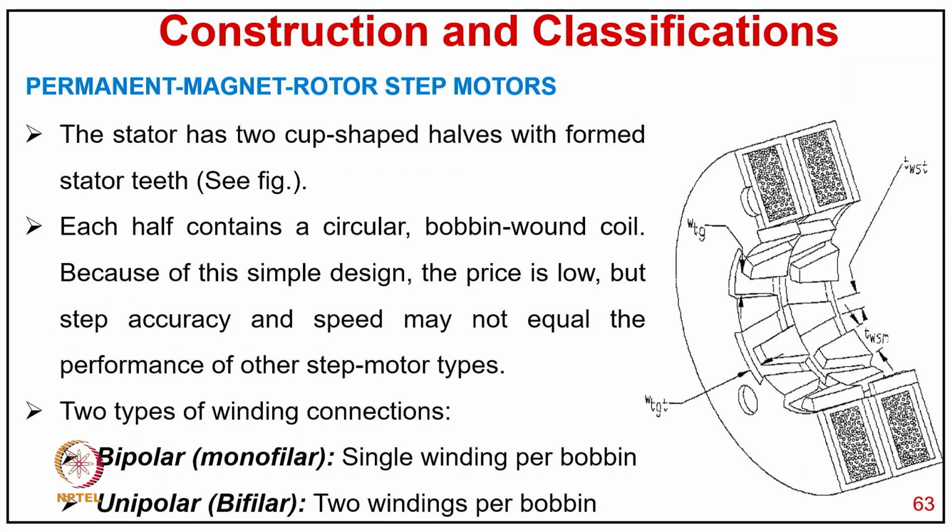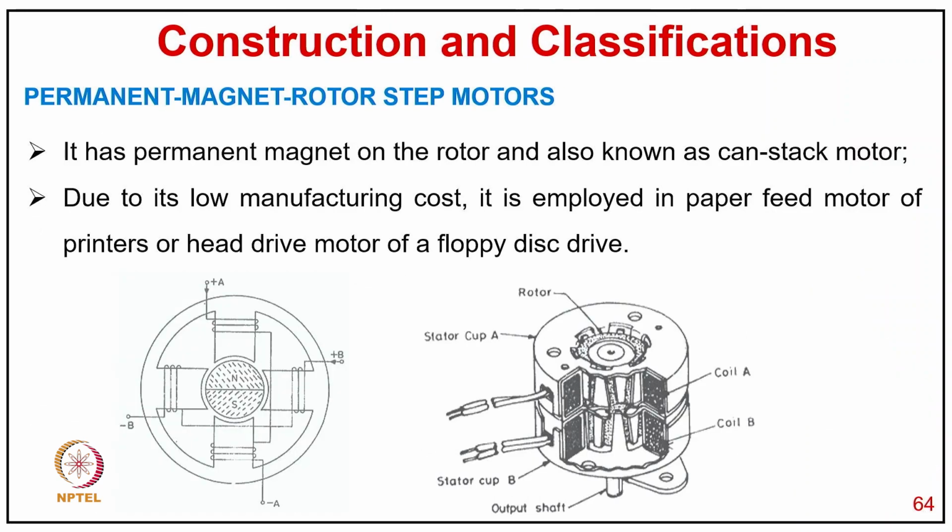So the stator has a two cup shaped half that forms the stator teeth, as seen in the figure, and each half contains a circular bobbin wound coil. Because of this simple design, the price is low, but step accuracy and speed may not be equal to the performance of the other step motor types. There are two types of winding connections: bipolar, which we call monofilar, single winding per bobbin, or unipolar, called bifilar, two windings per bobbin. It has a permanent magnet on the rotor and is also known as a can stack motor, and due to its low manufacturing cost, it is employed in the paper feed motor of printers, for head drive, or in a floppy disk drive.